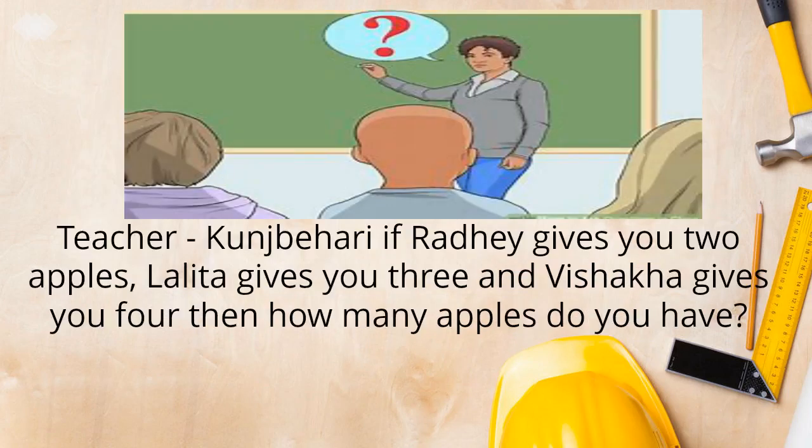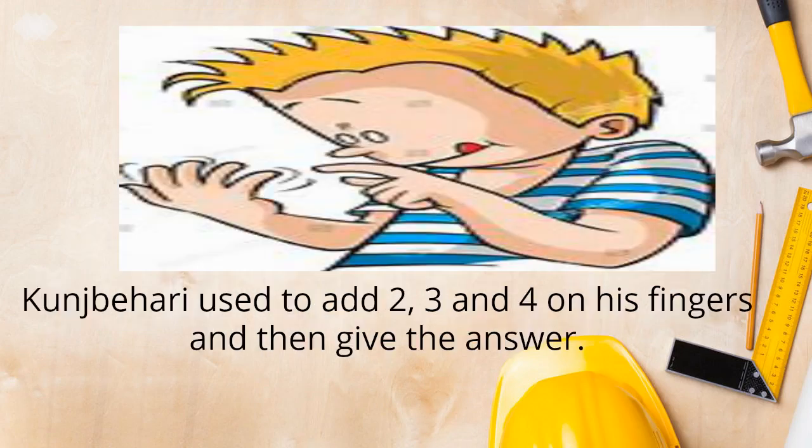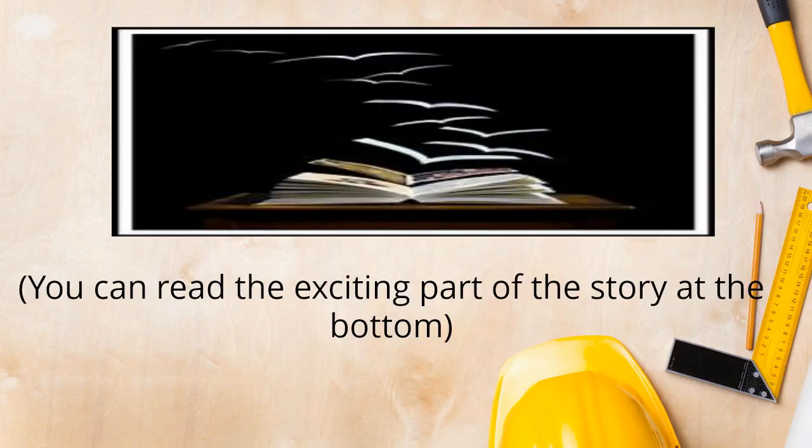Teacher: Kunj Bihari, if Radhe gives you 2 apples, Lalita gives you 3, Vishaka gives you 4, then how many apples do you have? Kunj Bihari used to add 2, 3 and 4 on his fingers and then give the answer. You can read the exciting part of the story at the bottom.